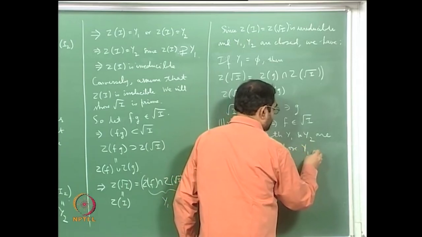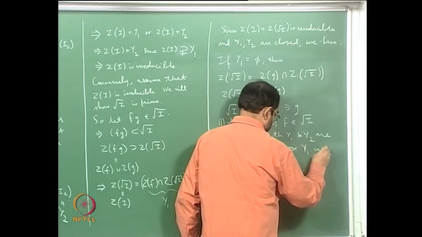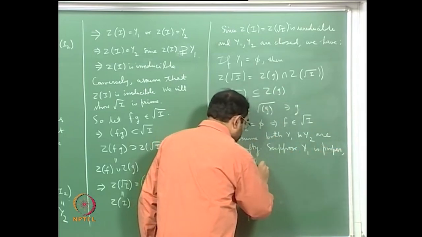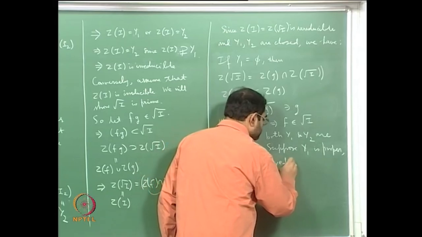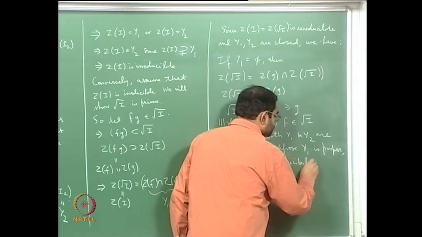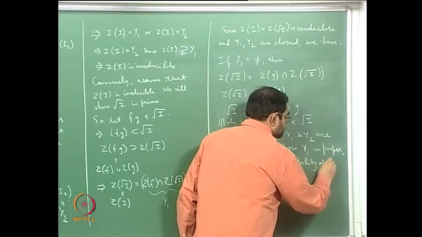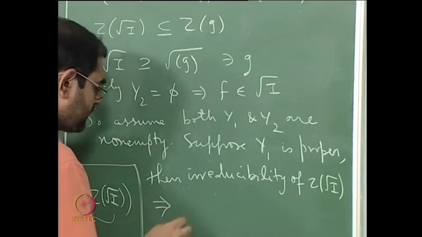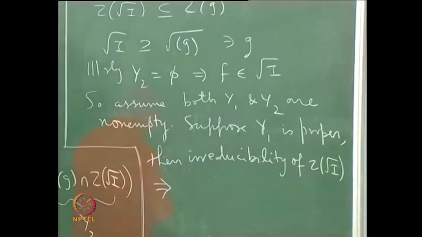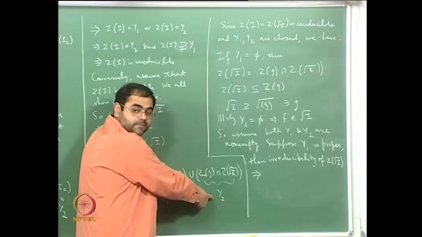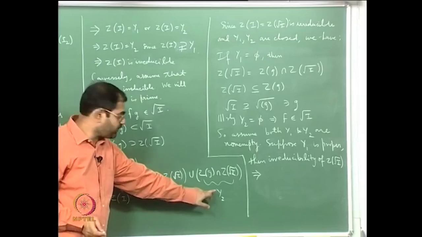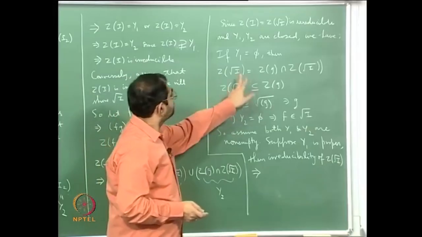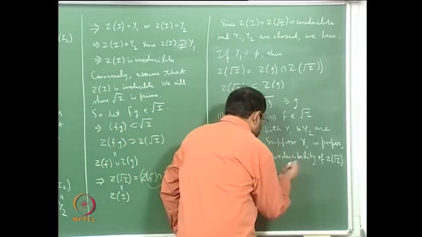Suppose y1 is proper. Then irreducibility of Z of rad I implies that if this is proper, then that cannot be proper. If y1 is proper, then y2 cannot be proper, so y2 has to be everything. And in that case, g belongs to rad I, so you are done essentially.